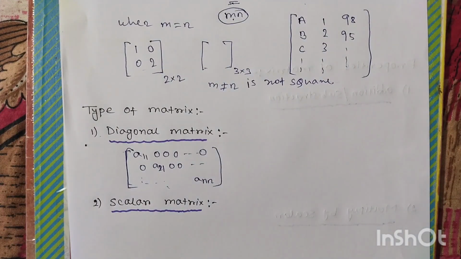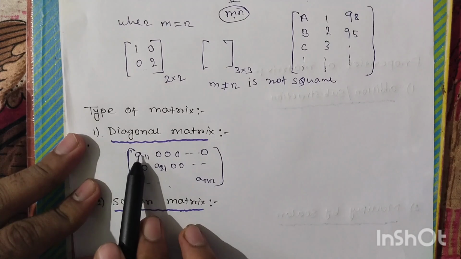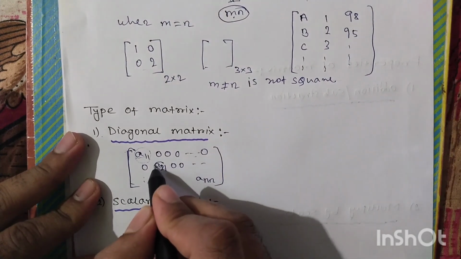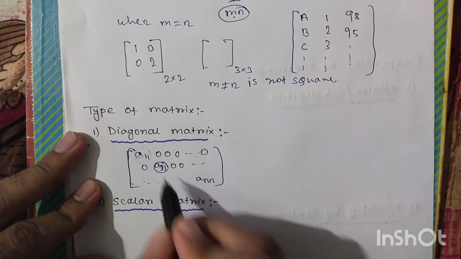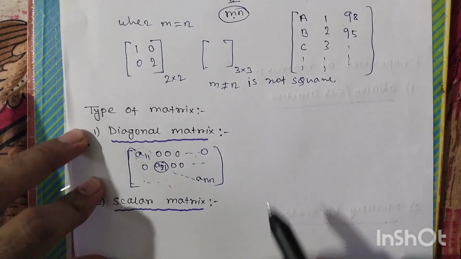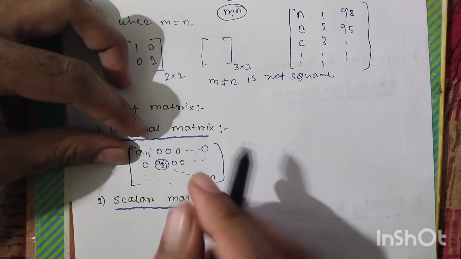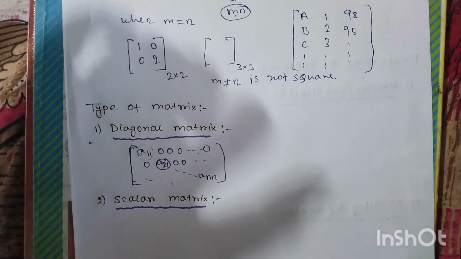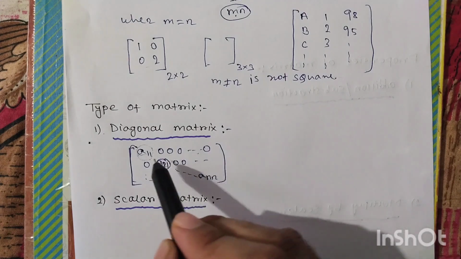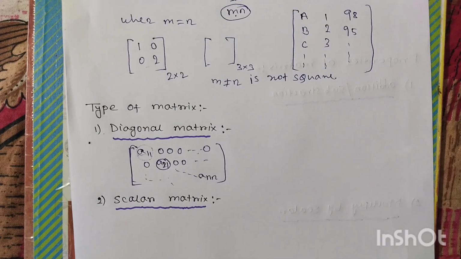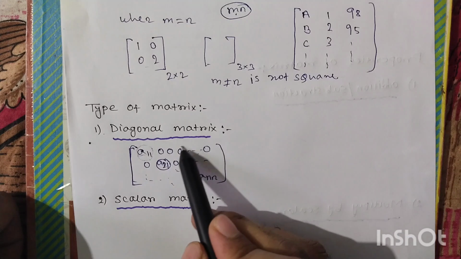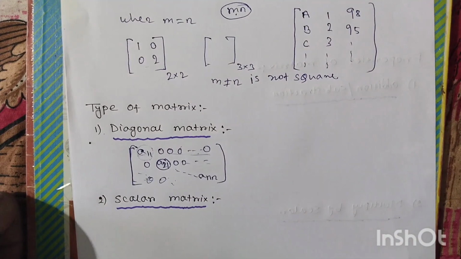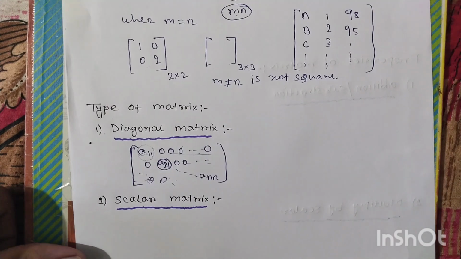First, observe what a diagonal is. The element in the first row, here is the second element. Similarly, if an element is present along the diagonal, then the element is called a diagonal element. If all the other elements here are zero, then that matrix is called a diagonal matrix.